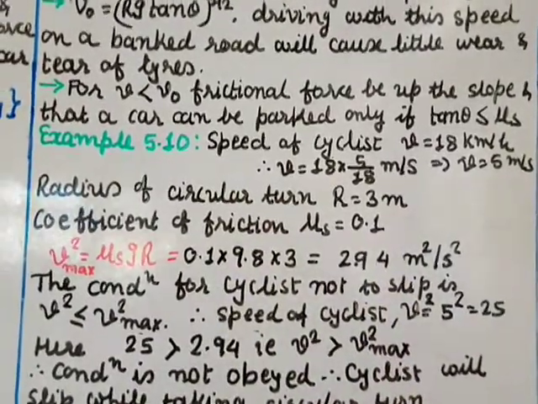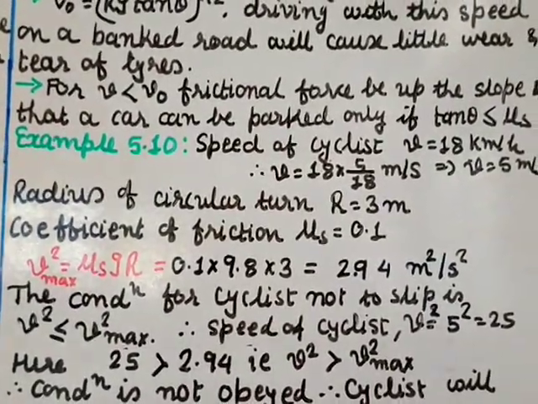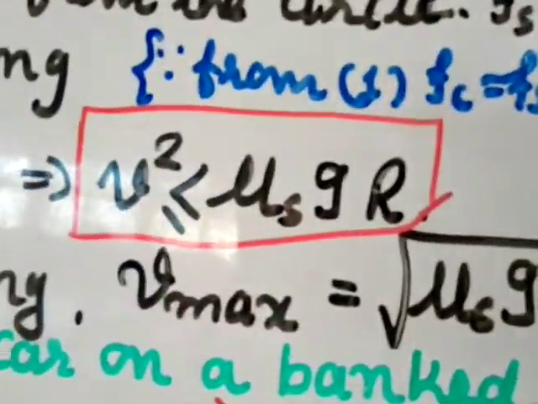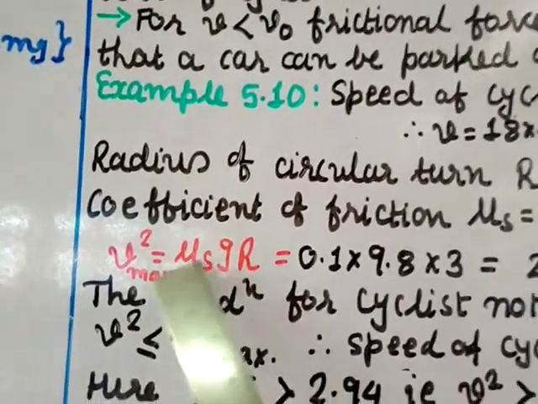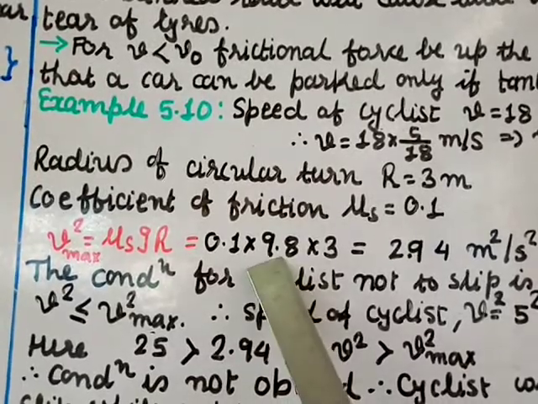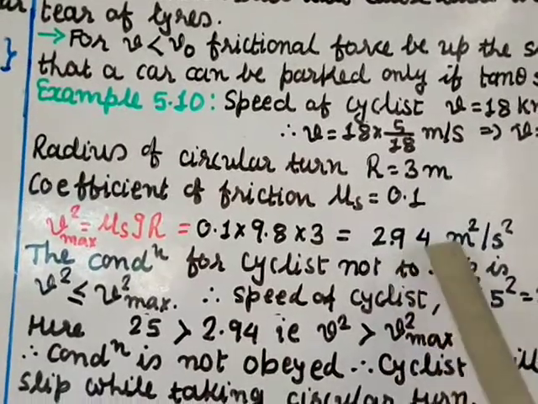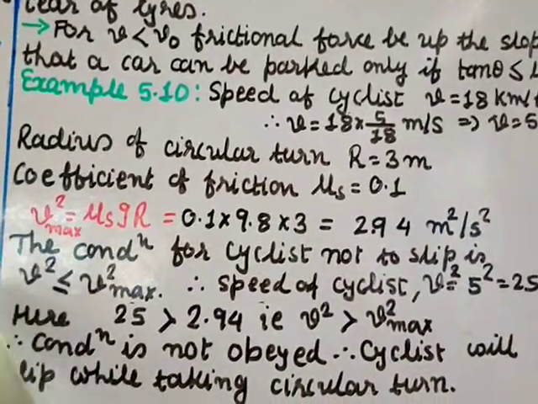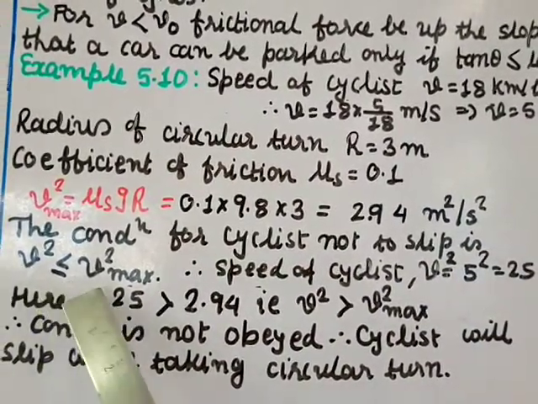Now we know they have given us a level road, the road is not banked. For that we have found the formula: V square maximum equal to mu s gr. Mu s value is given as 0.1, into g, acceleration due to gravity 9.8, into radius 3. Multiply, you get 2.94 meter square per second square, because it is a square. Now the condition for the cyclist not to slip is V square less than or equal to V square maximum.